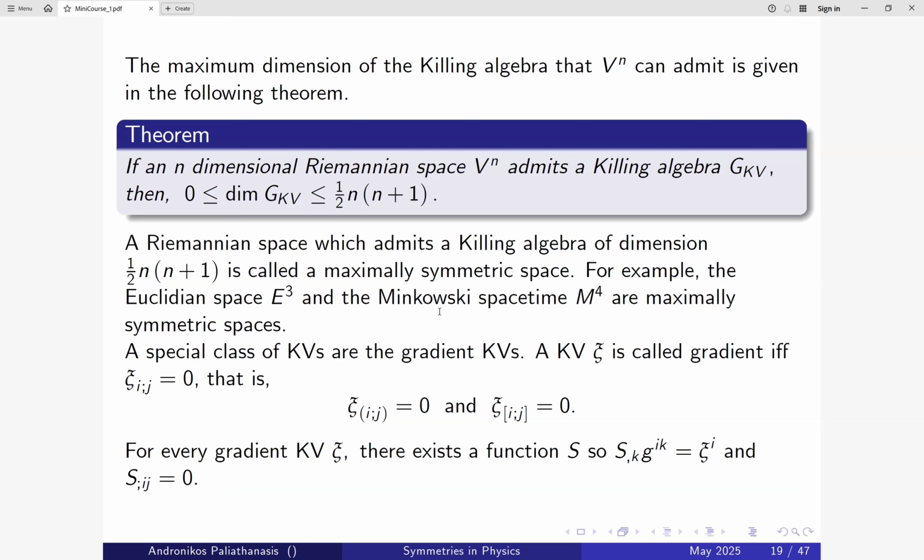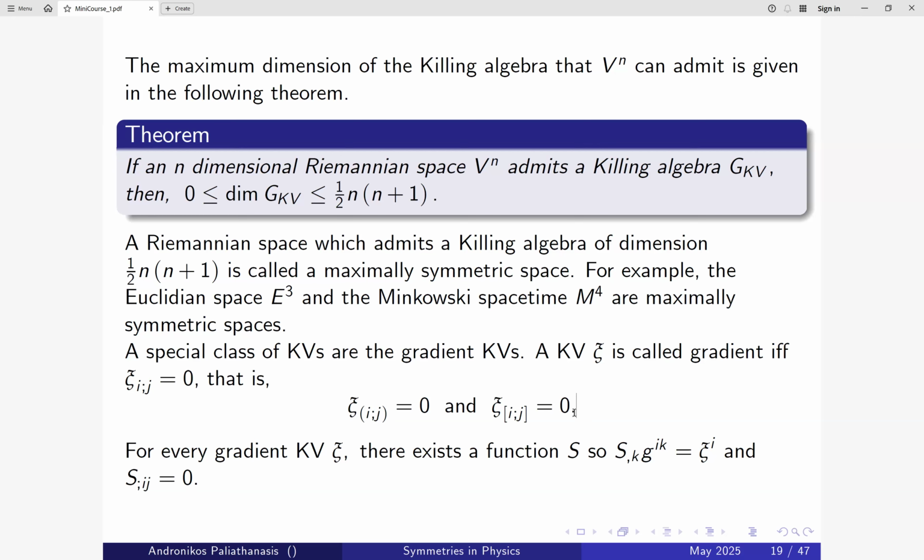Another special class of isometries are what we call the gradient isometries. A gradient isometry has the following property: there exists a function S so that Sk, the first derivative of the function, provides us with a gradient symmetry. When a gradient Killing vector exists, we know that the space is decomposable at this point. I mean, you can separate it and you can have an independent direction in the space. You can define that coordinate system.